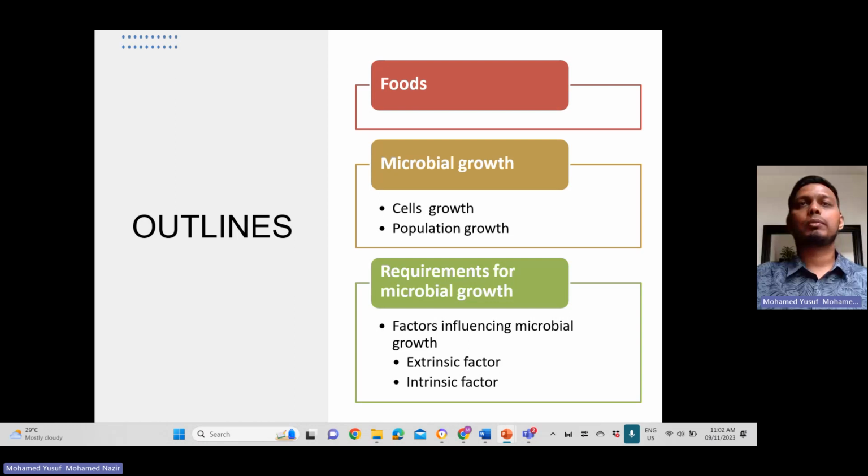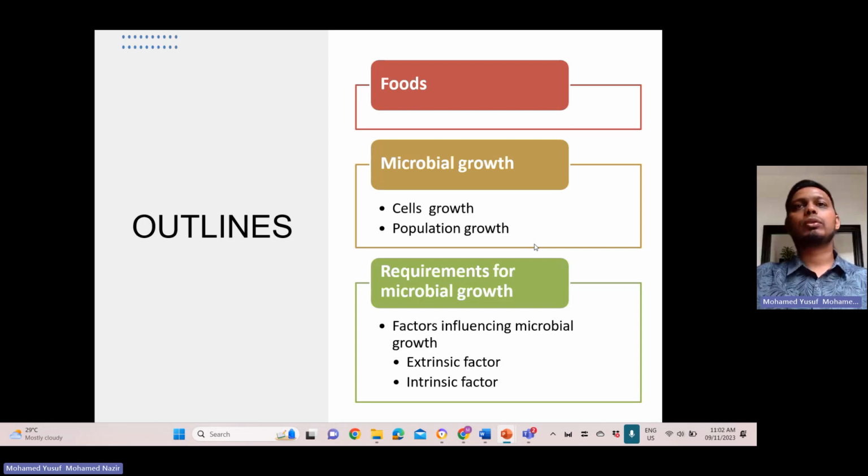We are going to learn a quick overview about food. We are going to learn about the microbial growth. Normally there are two different ways that we can refer to the microbial growth. Firstly, is the cell growth, which refers to the individual cell growth, and another term is the population growth. This is the common way that we can refer to the growth of the microbes.